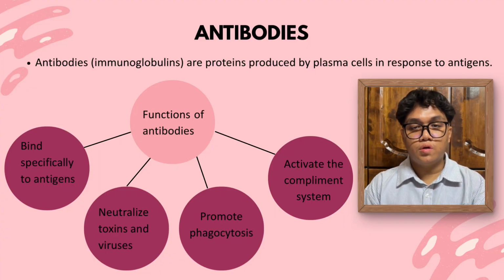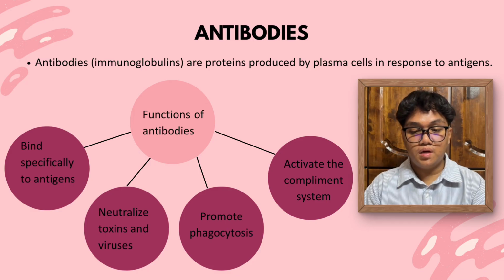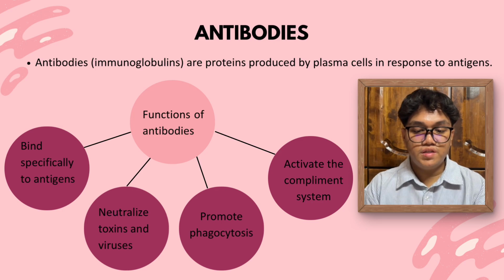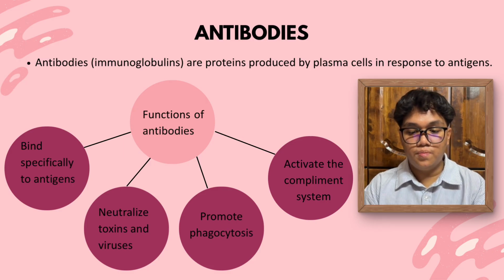Next, we talk about antibodies. There are several functions of antibodies. Antibodies are proteins produced by plasma cells in response to antigens. There are four functions of antibodies. First, bind specifically to antigens. Number 2, neutralize toxins and viruses. Number 3, promote phagocytosis. And lastly, number 4, activate the complement system.